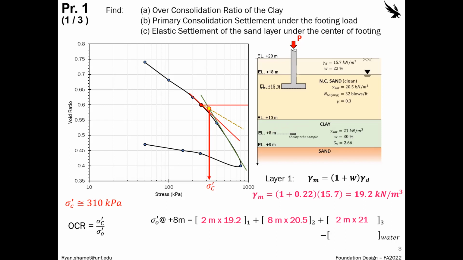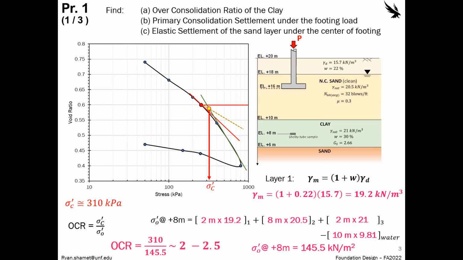We need to find the effective stress, so we have to subtract out the pore water pressure. This is 10 meters since we have 18 to 8 here, where our groundwater table is. So what we get from this is our in situ effective stress is 145.5 kilonewtons per meter squared.